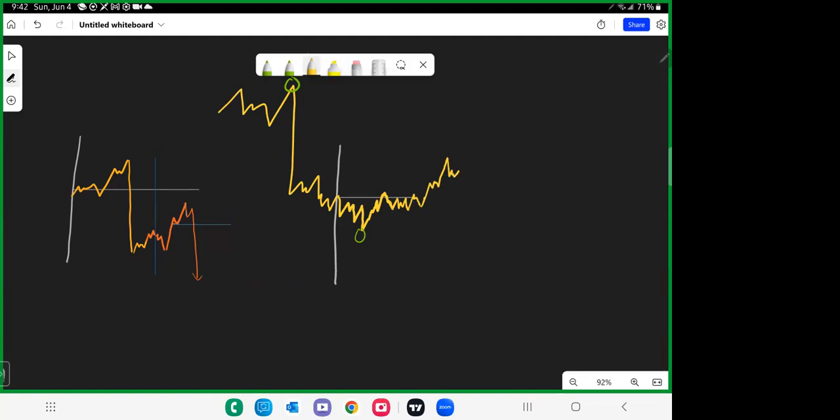Gave us our entry model, and then at 10 a.m., it dropped off. Took out the intraday low, and then we were still able to catch optimal trade entry from the New York Open range.